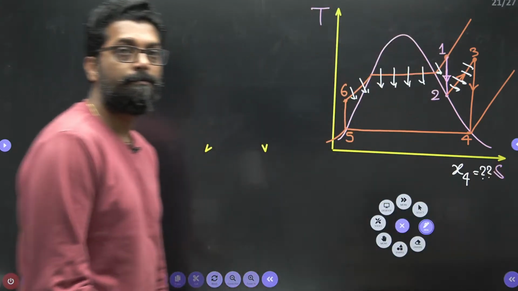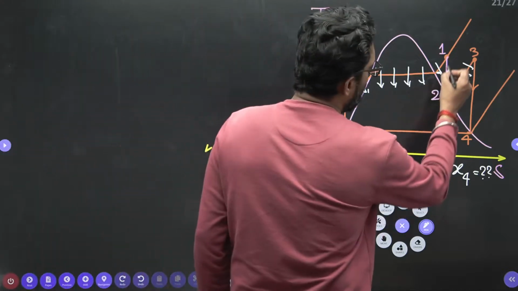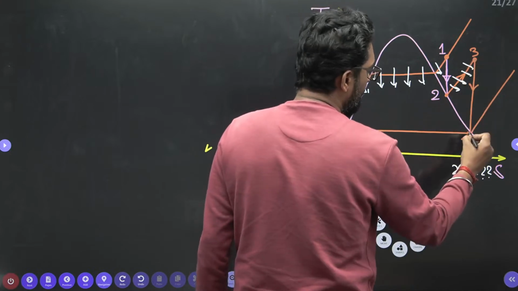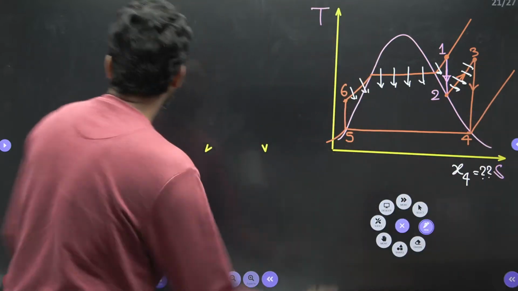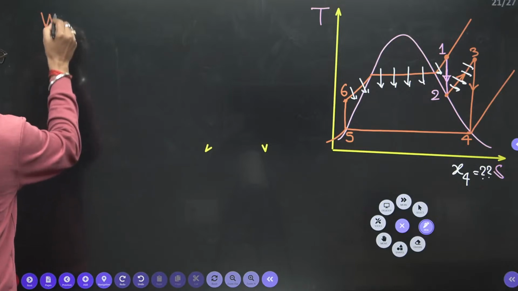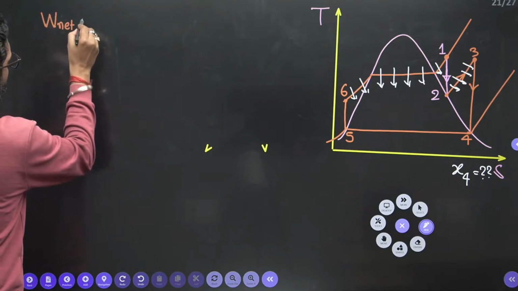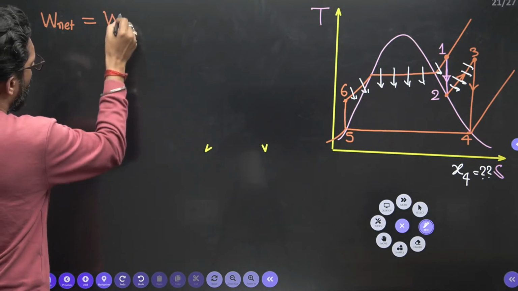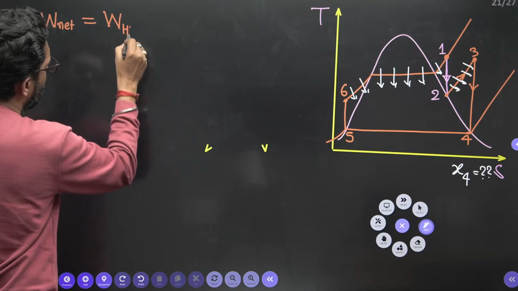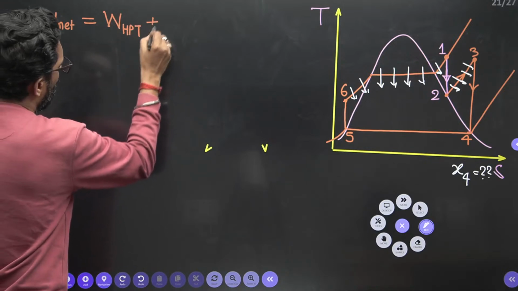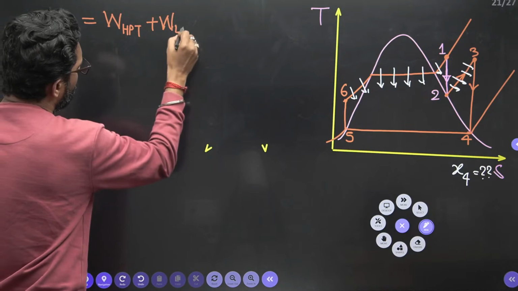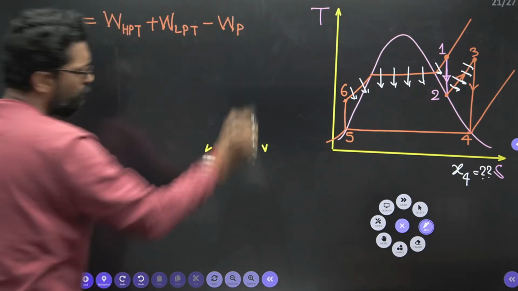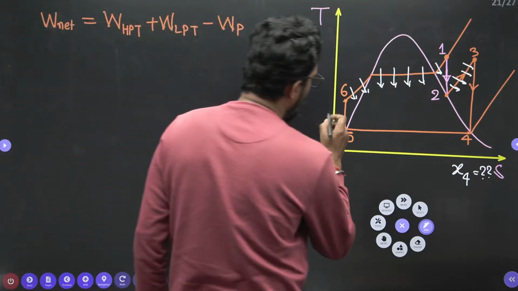How to find the output? 1 to 2 is the high pressure turbine. 2 to 3 is the expansion in the low pressure turbine. So what is the net work in this case? Net work is the output minus input. So what is the output? Work output from the high pressure turbine plus work output from the low pressure turbine minus work input to the pump. Yes or not? Here we have to add the work.